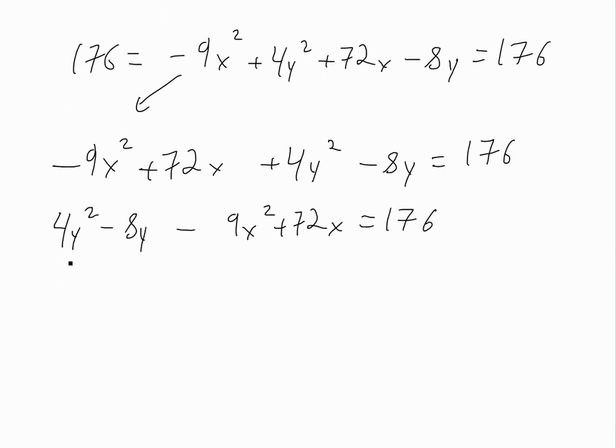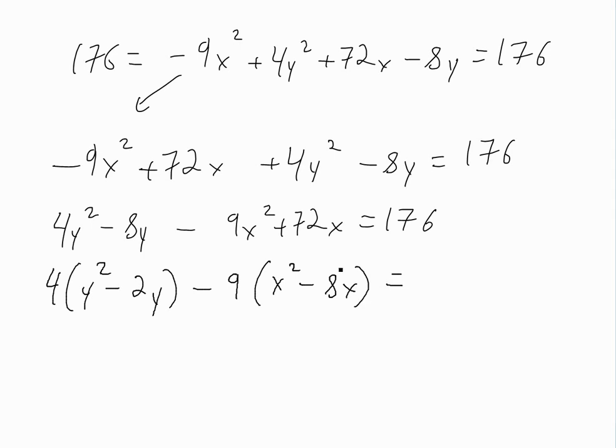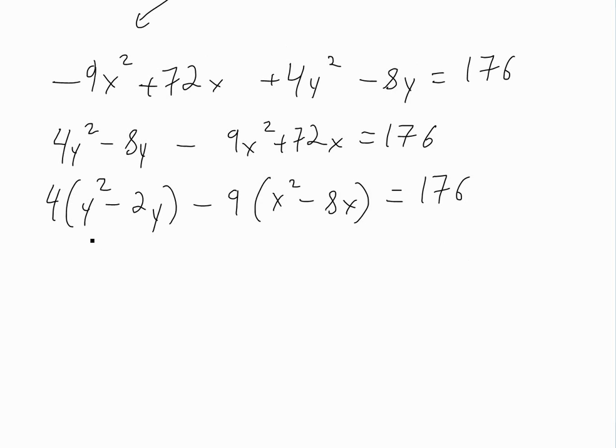And now we could simplify this one, divide this by 4, so we're just going to have y squared minus 2y, because we're going to have to complete the square soon. And this one, let's divide the 9 out, negative 9 out, so we're going to have x squared minus 8x is equal to 176. So now we've got to complete the square.